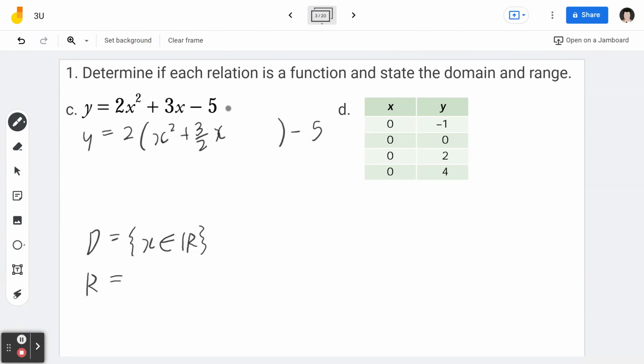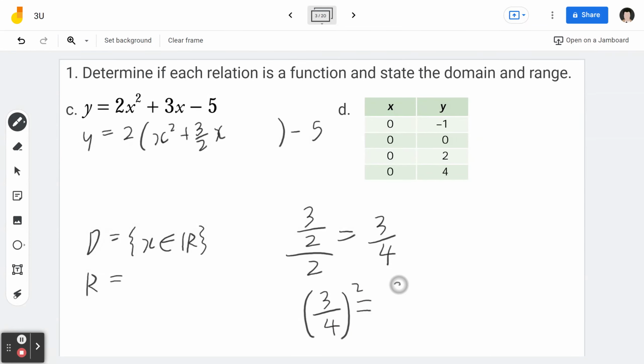And again, you can always double check by expanding. If you expand this, you're going to get 2 times 3 over 2x, which becomes 3x. Again, you take the number 3 over 2, and you have to divide this by 2. When you divide this by 2, it's going to be 3 divided by 4. Then you take 3 divided by 4, and you have to square this entire fraction. That's going to be 9 over 16. So again, we're adding, and we're subtracting by 9 over 16. Let's write this better for you. So we're adding, we're subtracting 9 over 16.